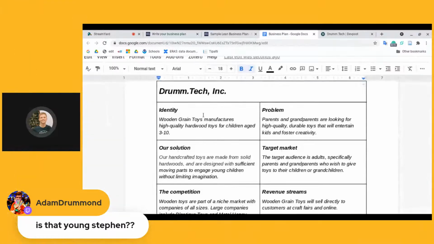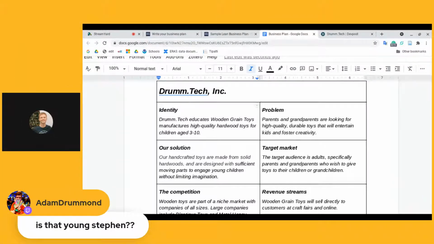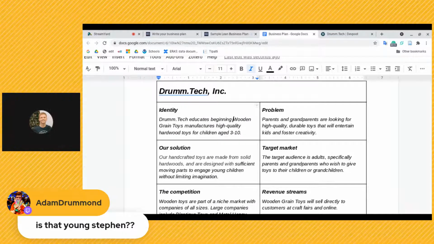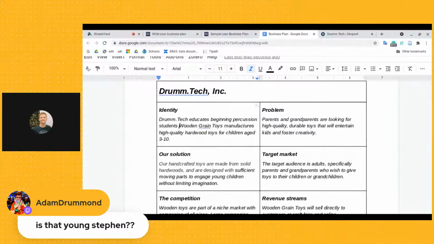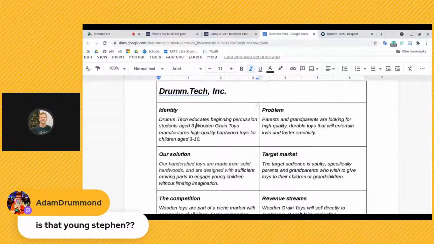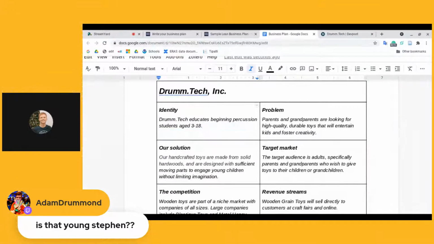Okay, so in the case of the Wooden Toy Company, children want toys, ages 3 to 10. So in this case, we probably want to say Drum.Tech educates, and we want to think about our customer here, educates beginning percussion students aged, and I think it would be appropriate for us to give an age range of maybe 3 to 18, you know, just people who are younger, maybe in school.